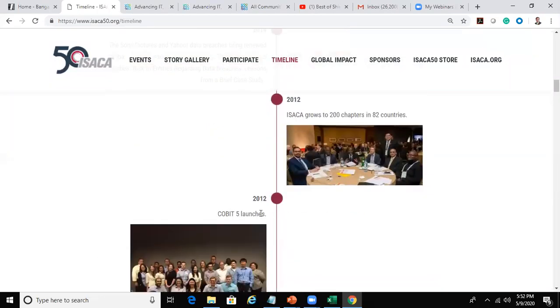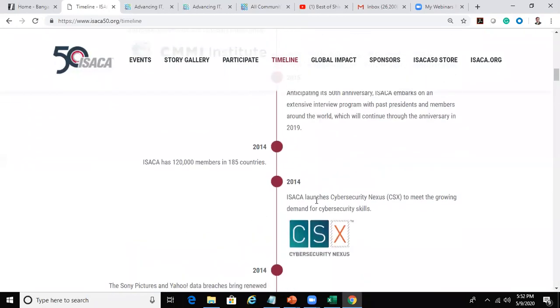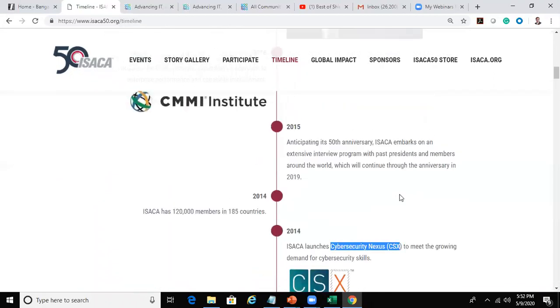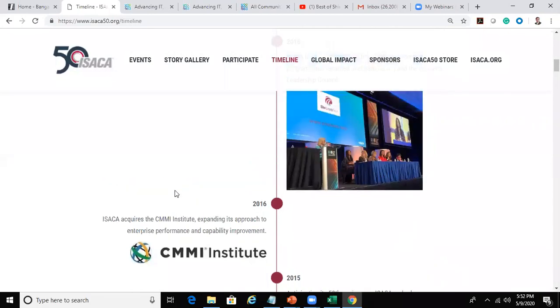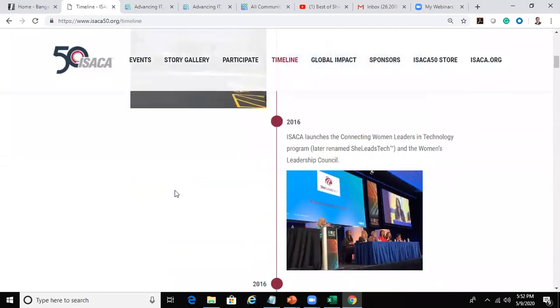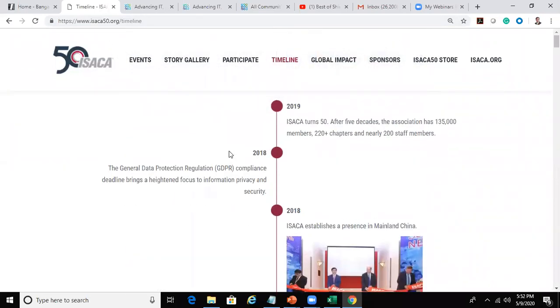COBIT 5 was again a remarkable launch, and then CSX, ISACA felt that they also had to get into cyber security. That's how the CSX separate website and all that was launched. And then ISACA acquired the CMMI Institute. I just leave it for you to explore this site, ISACA50.org timeline, and it's wonderful. It's a great site. So that's how I wanted to introduce you to ISACA.